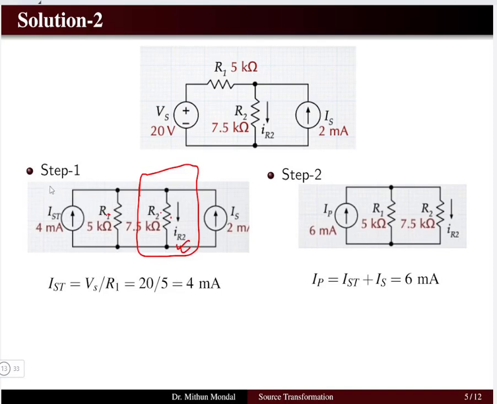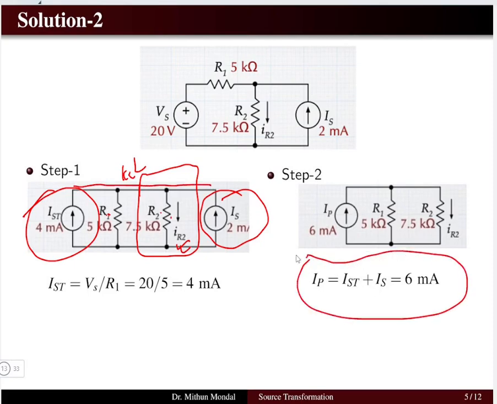What I'm going to do is that I will be observing the current source, these two current sources, which are in upward direction. So I can apply Kirchhoff's current law, KCL, at this common node. So the two current sources will be adding up to each other. So 6 milliampere is the current which is adding up here, and the rest part of the network will be as it is because we have to obtain the unknown variable here.